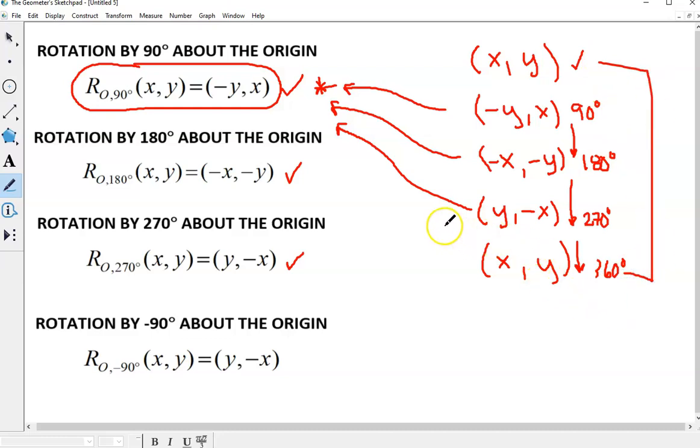So what I'm telling you, at least I tried, is that this guy actually can get you the other ones if you want to. Because how do I get to 180? I just do 2 of the 90s. How do I get to 270? I do 3 of the 90s, and so on.